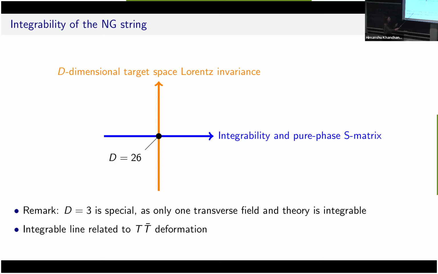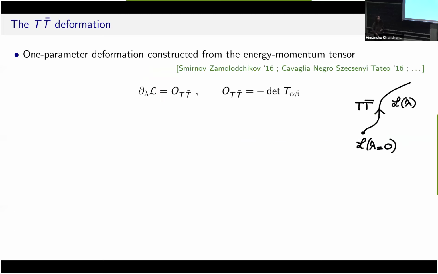Also, a remark is that here I always assume that capital D is greater than 3, because something special happens there: you basically only have one transverse field and the theory is integrable. And as Gabriele was pointing out, the fact that you have this line, and you can add this term in order to make the theory proportional to the identity, is related to the fact that these theories arise from this TTbar deformation of a free theory. So let me explain this in more detail.